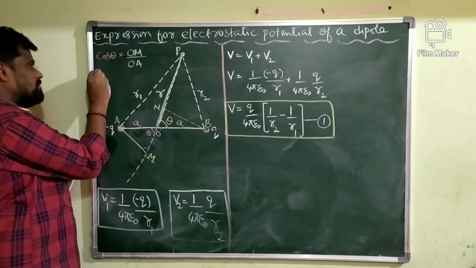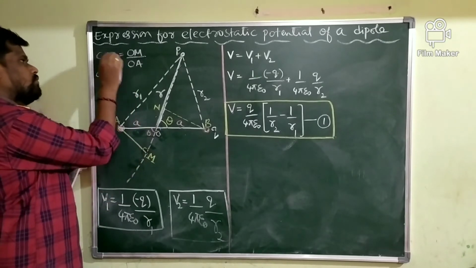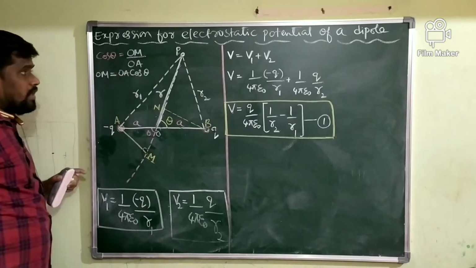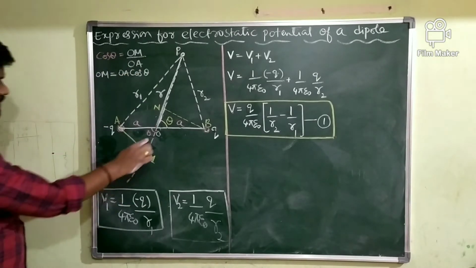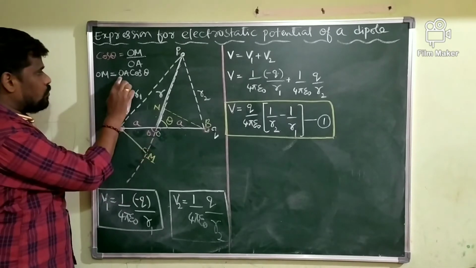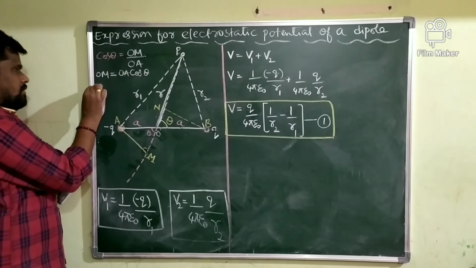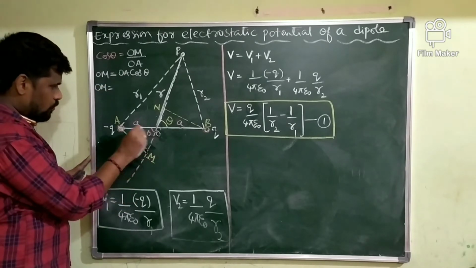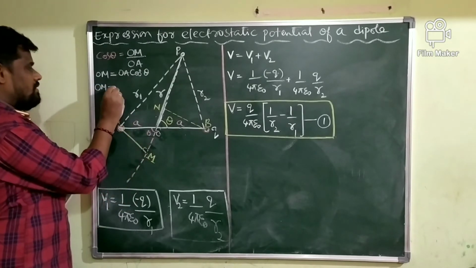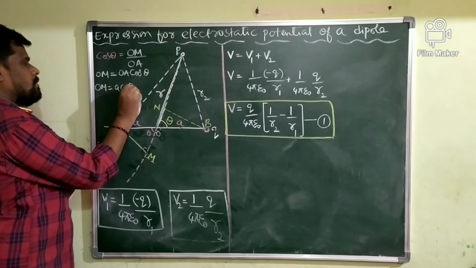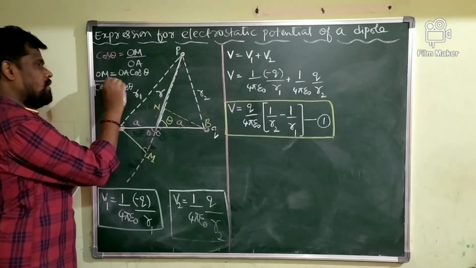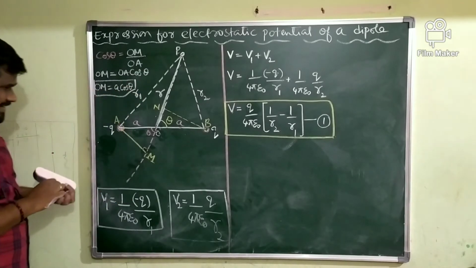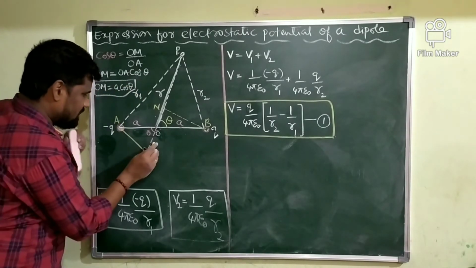Further, OM equals OA cos theta. What is OA here? OA equals A. So OM equals A cos theta. The OM value is equal to A cos theta.